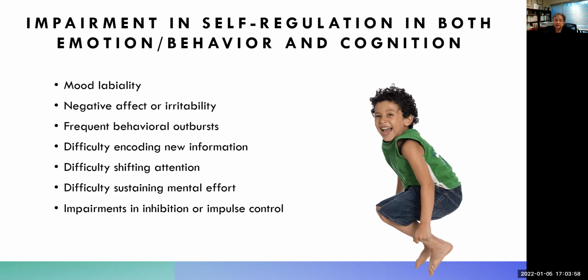The child may also have difficulty sustaining mental efforts, so that when presented with a task, they are not able to stay with it long enough to finish it or to learn what they need to learn from the situation. We also frequently see impairments in inhibition or impulse control.